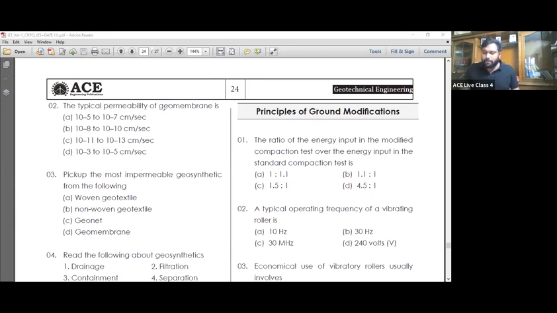The typical permeability of the geomembrane is 10 to the power of minus 11 to 10 to the power of minus 13 centimeters per second. Pick up the most impermeable geosynthetic from the following: woven geotextile, non-woven geotextile. So the most impermeable is nothing but geomembrane.